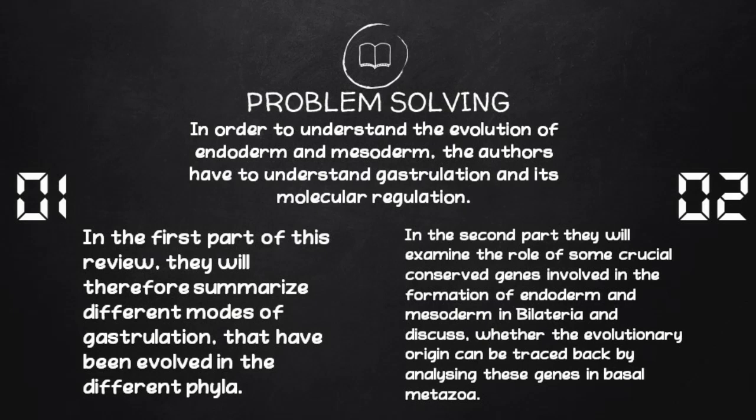Next, we move to the problem solving of this journal. In order to understand the evolution of endoderm and mesoderm, the authors have to understand gastrulation and its molecular regulation. In the first part of this review, they will therefore summarize different modes of gastrulation that have evolved in the different phyla. In the second part, they will examine the role of some crucial conserved genes involved in the formation of endoderm and mesoderm in bilateria, and discuss whether the evolutionary origin can be traced back by analyzing these genes in basal metazoa.